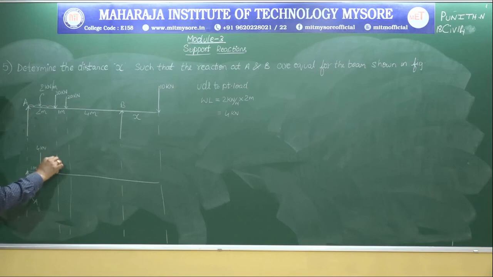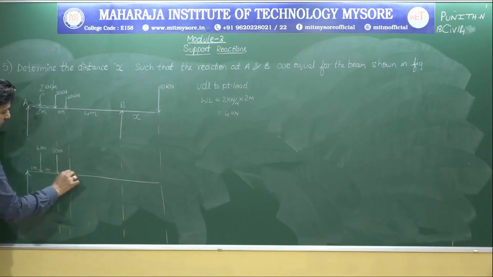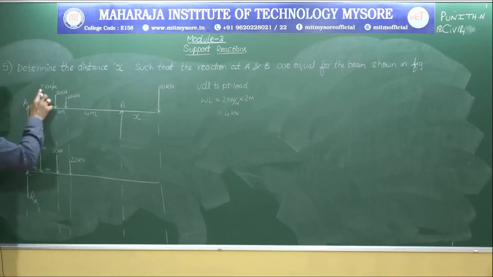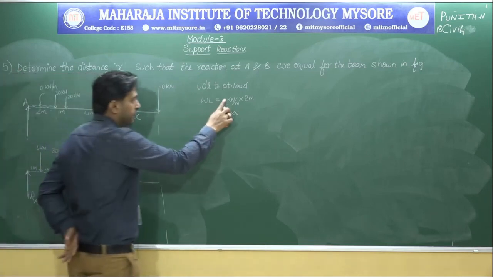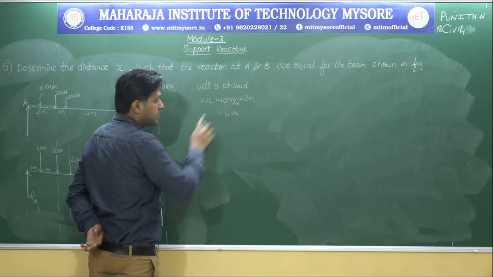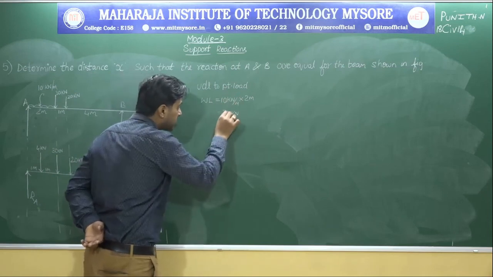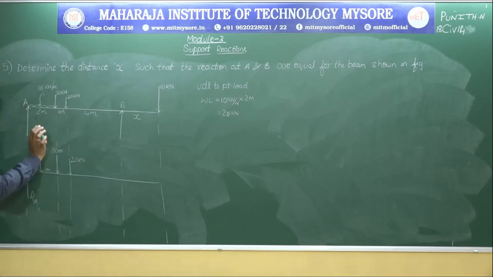At this span, we have a 30 kilonewton acting. At one more, we have 20 kilonewton, because they are point loads, so let me not disturb that. But here I have made a small mistake. This is not 2 kilonewton per meter, it is 10 kilonewton per meter. So instead of 2, if I mark it as 10, it's 10 into 2. Actually, this is supposed to be 20 kilonewton, not 4.